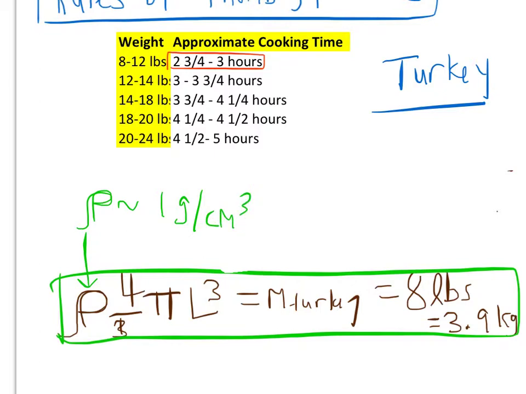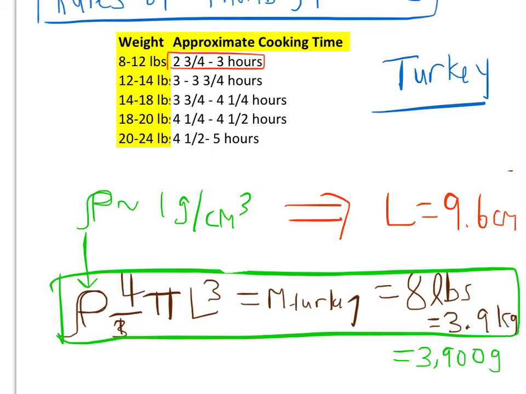If we do that, we have to convert kilograms to grams. So where it says 3.9 kilograms, that becomes 3,900 grams. Now we can solve for L, you just have to solve this equation for L. So all of this implies that L is about 9.6 centimeters. That is the L that corresponds to a spherical turkey with a weight of 8 pounds.